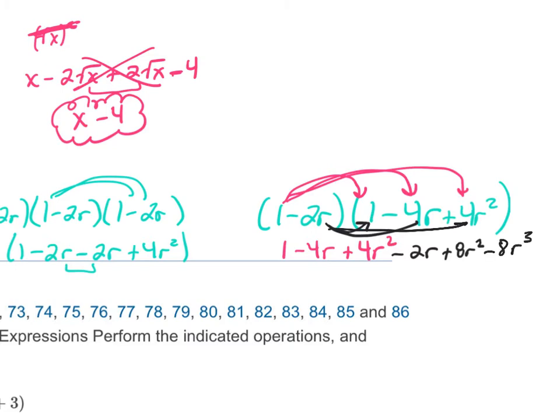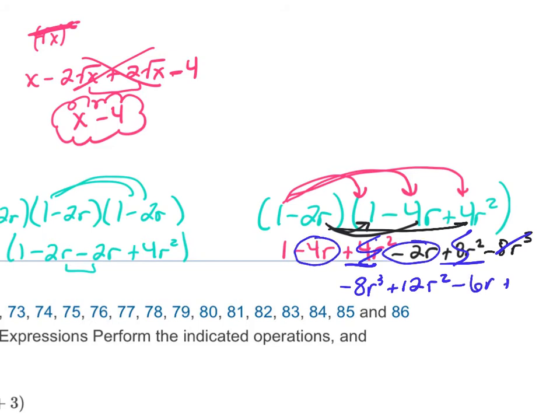And we have to put this in standard form. My highest exponent comes first, so I have negative 8r cubed. I have a positive 4r squared and a positive 8r squared gives me positive 12r squared. Negative 4r and a negative 2r gives me negative 6r. And then I have plus 1.